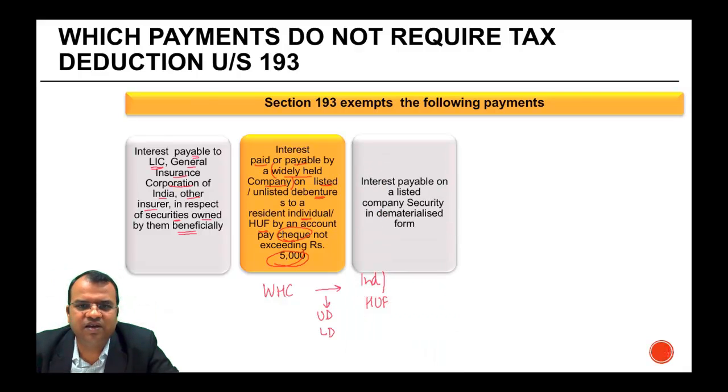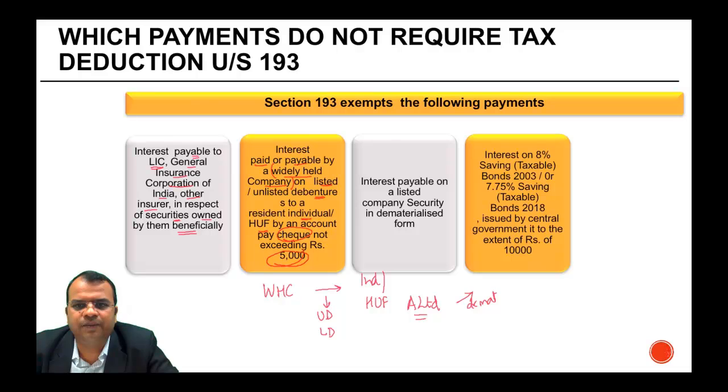Interest payable on a listed company security in dematerialized form. So let's say, for example, if A Limited is a listed company, right? It issues a security in demat form. The interest paid on that is something which is not going to be liable to withholding tax. Interest on 8% savings taxable bond 2003, or 7.75% savings taxable bond 2018 issued by the central government to the extent of rupees 10,000, which means if on these bonds also the interest that you get is greater than 10,000, then the withholding tax will be applicable.